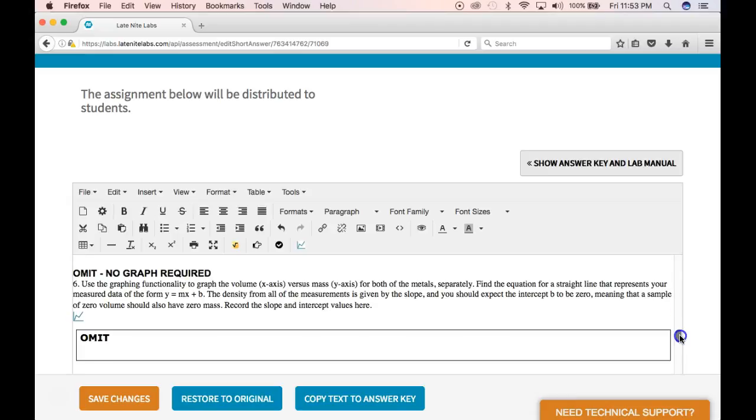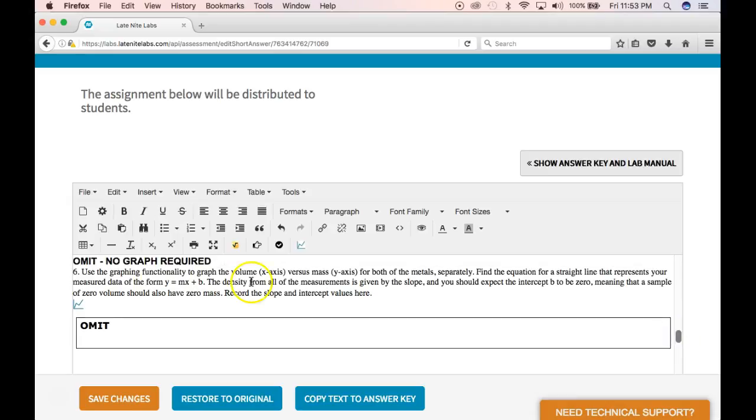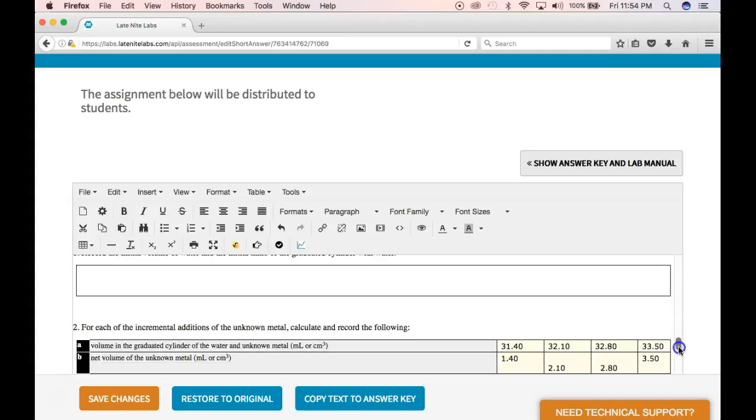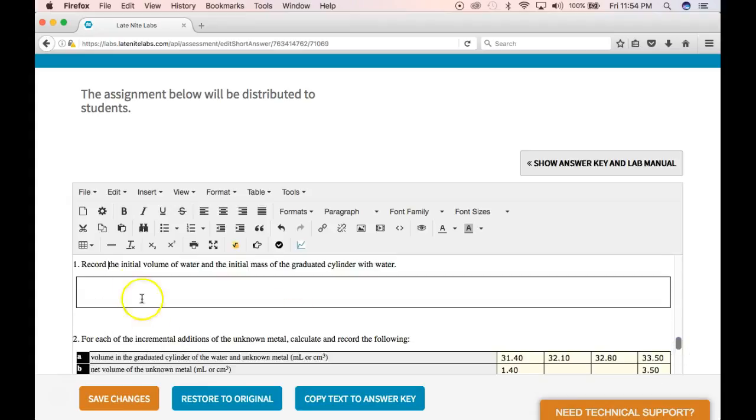Now you can omit this portion. If you wish to do that, you can follow the instructions and then use the graphing feature. This is optional. If you don't wish to do that, you can skip that part. And then you have to again record that initial volume of water, which is again going to be the 30 mils, and the initial mass would again be the exact same thing as before, 84 grams. Okay.